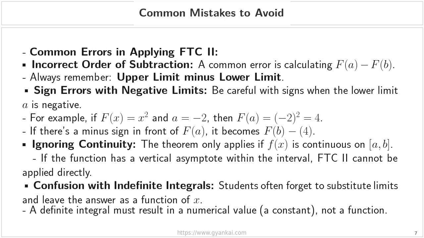So, to recap, keep these 4 things in mind. Upper limit minus lower limit. Watch those signs with negative limits. Ensure your function is continuous, and always simplify to get a numerical answer. Avoiding these common errors will significantly improve your success with the second fundamental theorem of calculus. In the next slide, we'll summarize the key takeaways from this entire section.